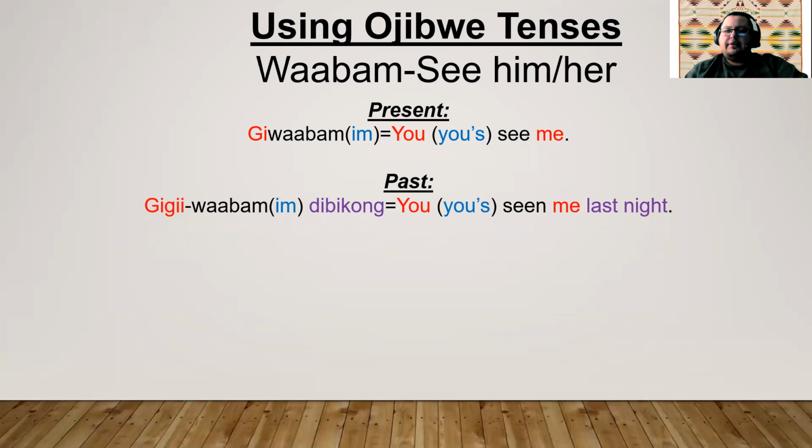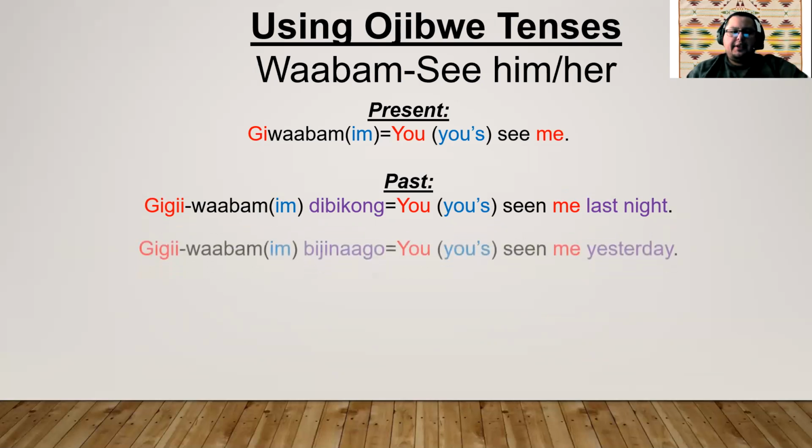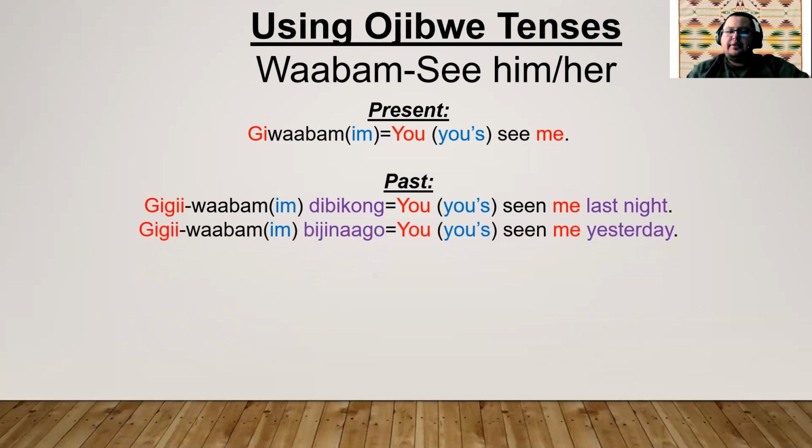So past tense. Gigiwabam dibikung. You seen me last night. Gigiwabamim dibikung. Yous seen me last night. Talking to a group of people. You all seen me last night. Gigiwabam bijinago. You seen me yesterday. Gigiwabamim bijinago. Yous seen me yesterday.